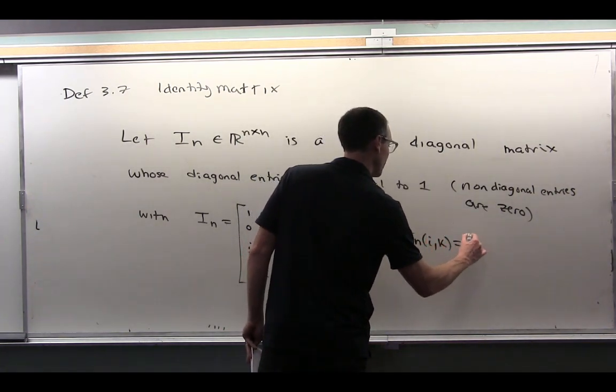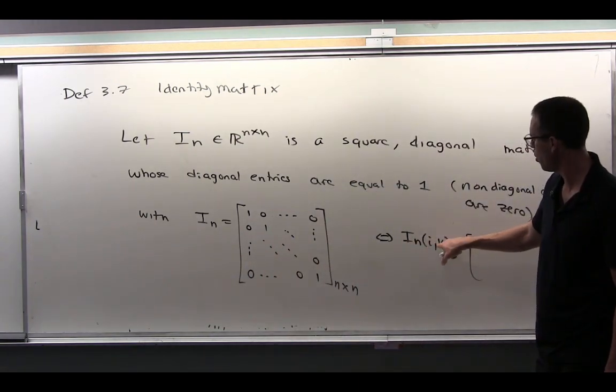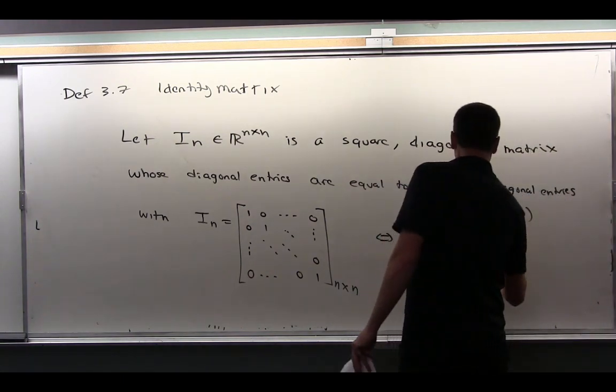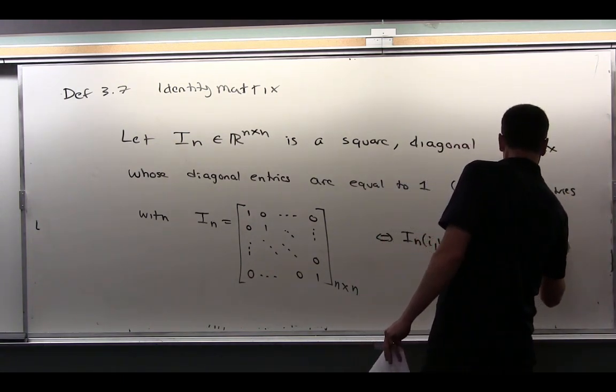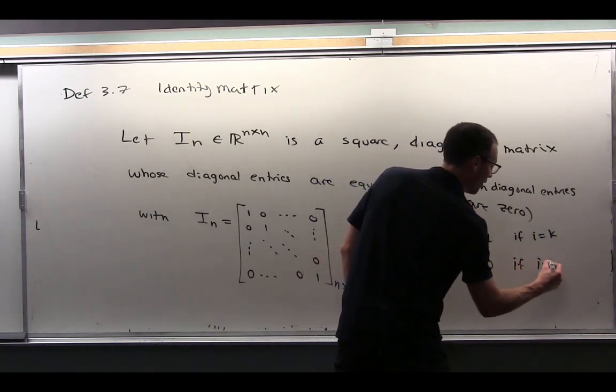The way that we define this thing entry by entry via piecewise definition is we say what? What must be true if I have the ith row and the kth column of the identity matrix? Yeah, 1 if i equals k, and if what? Yep.